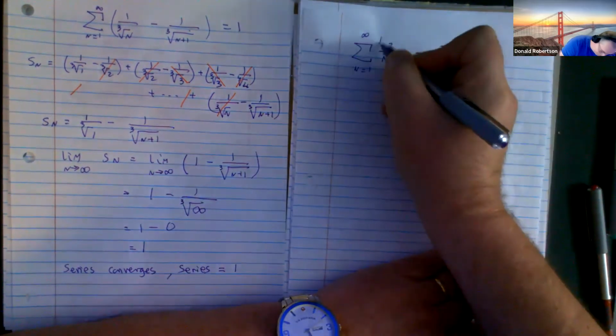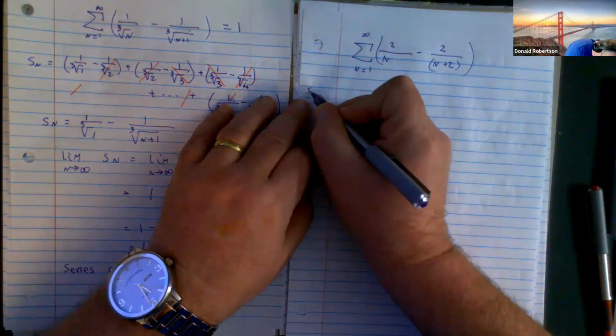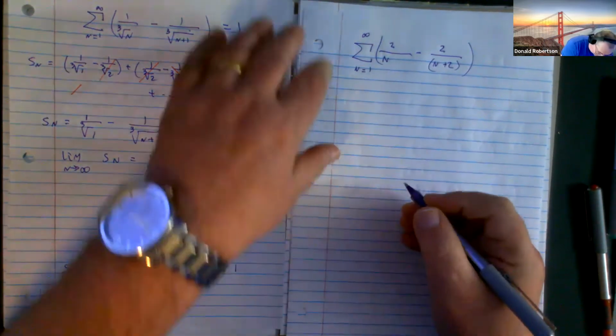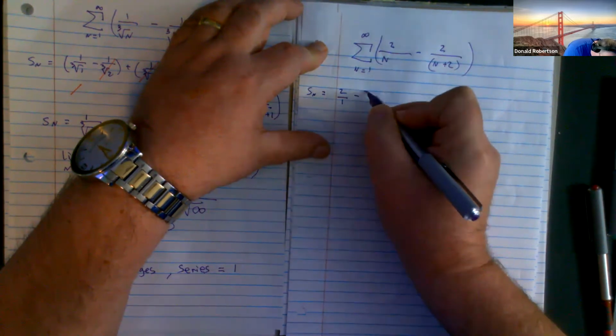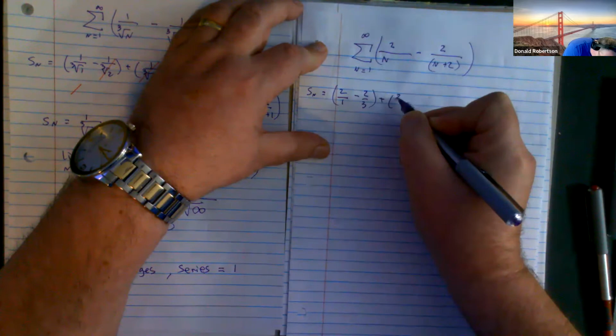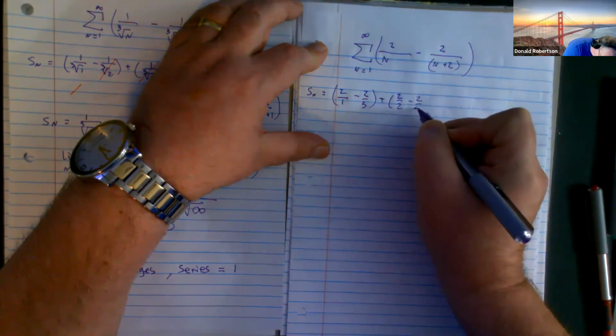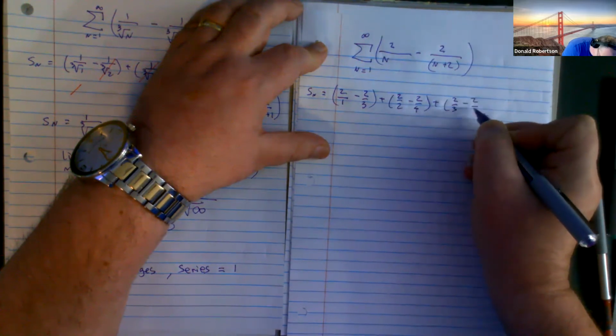Okay. Let's do that one. Doesn't look particularly scary, but it has a little kink in it that you have to be aware of. It's 2 over n minus 2 over n plus 1. Okay. So I'll start with this then. And you plug in 1, you get 2 over 1, take away 2/3. I can live with that. You plug in 2, you get 2 over 2, take away 2/4. You plug in the next one, you get 2/3, take away 2/5.